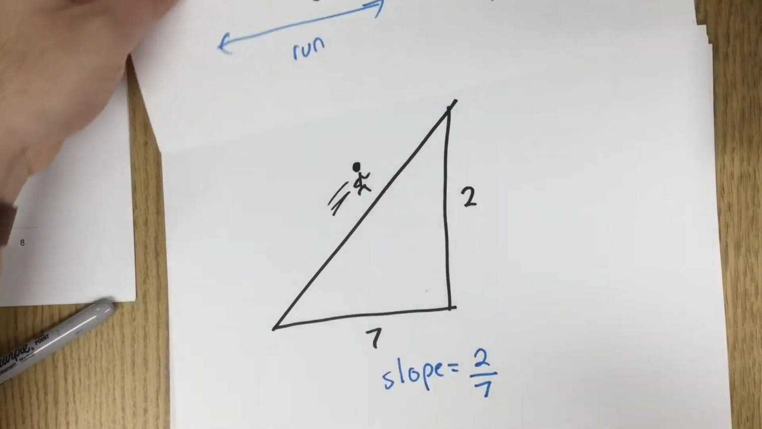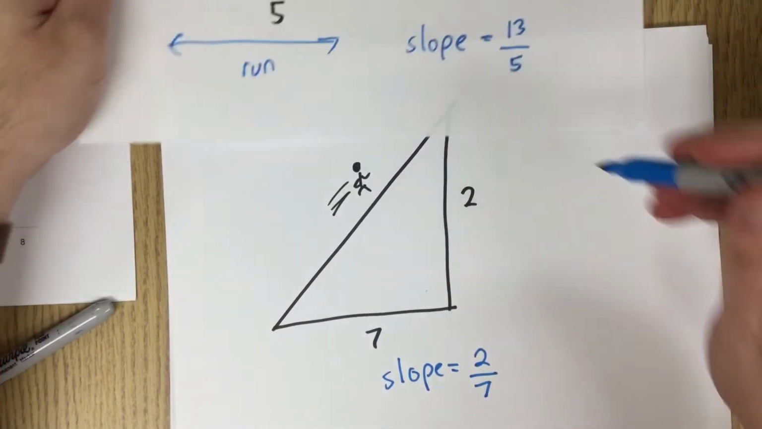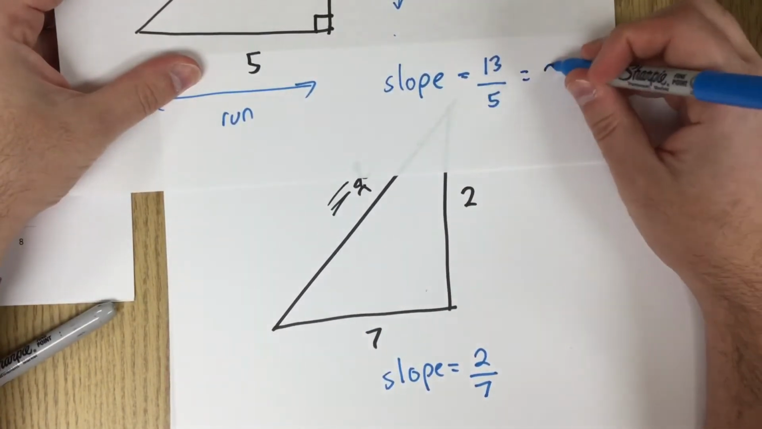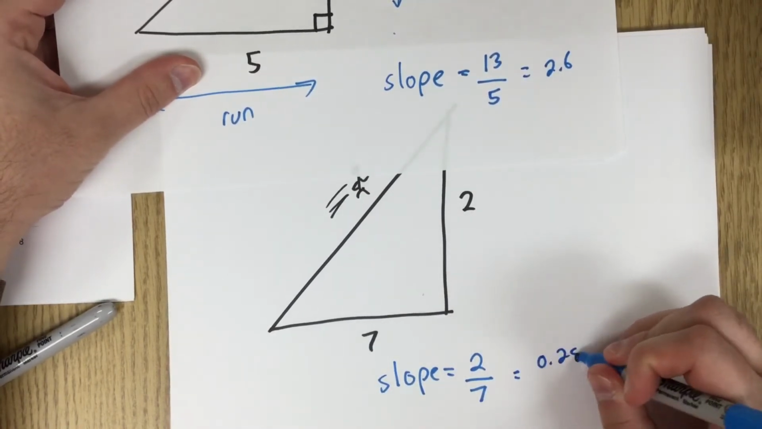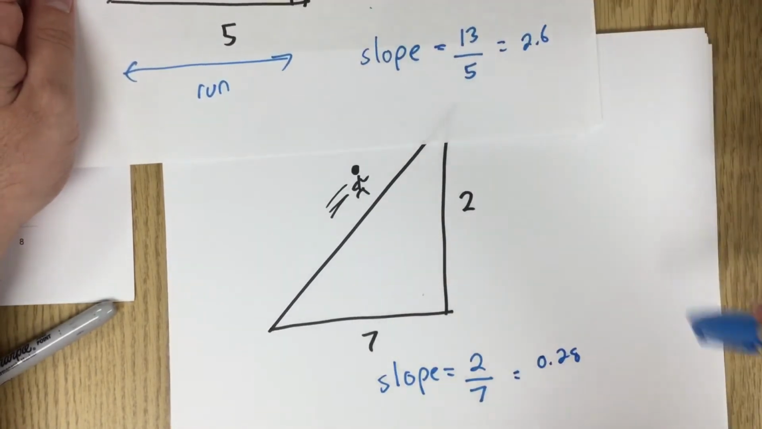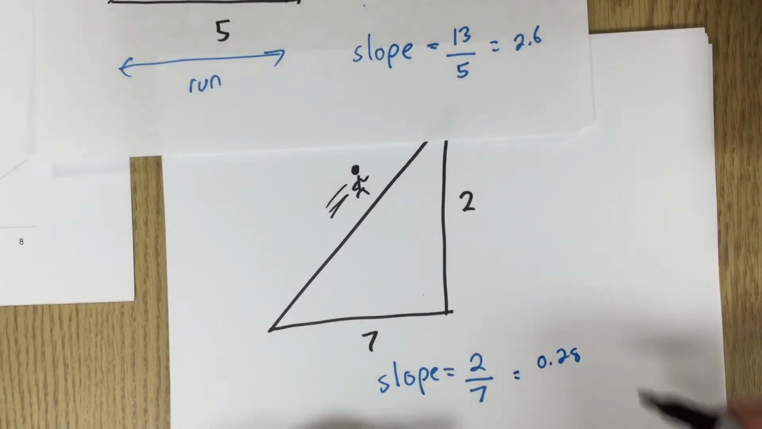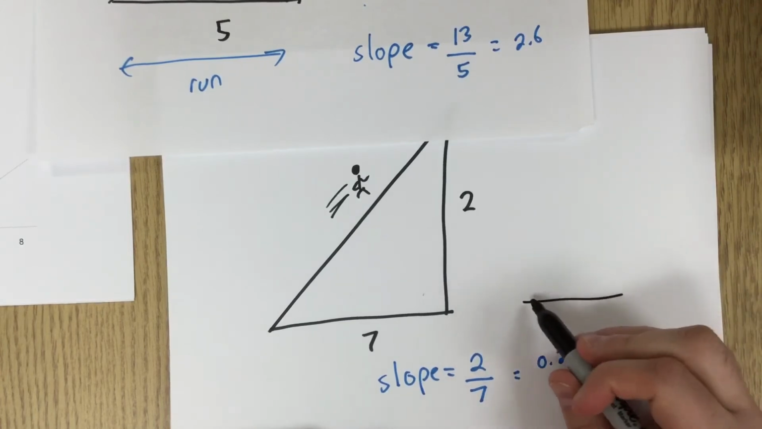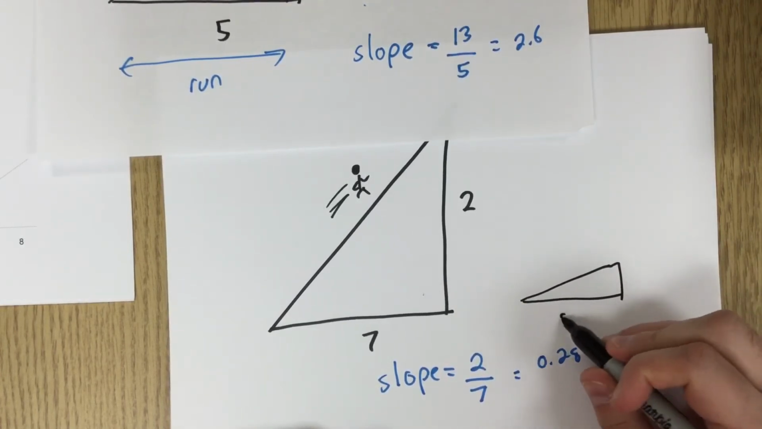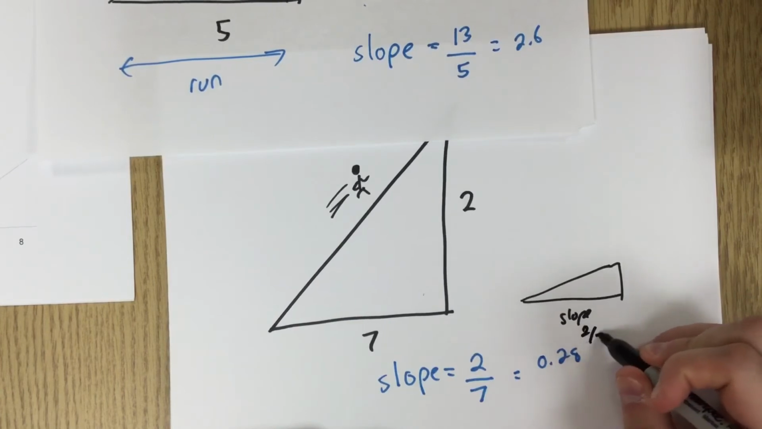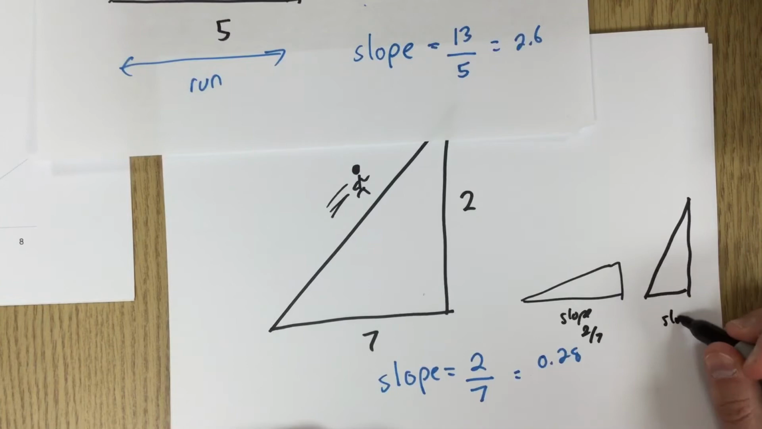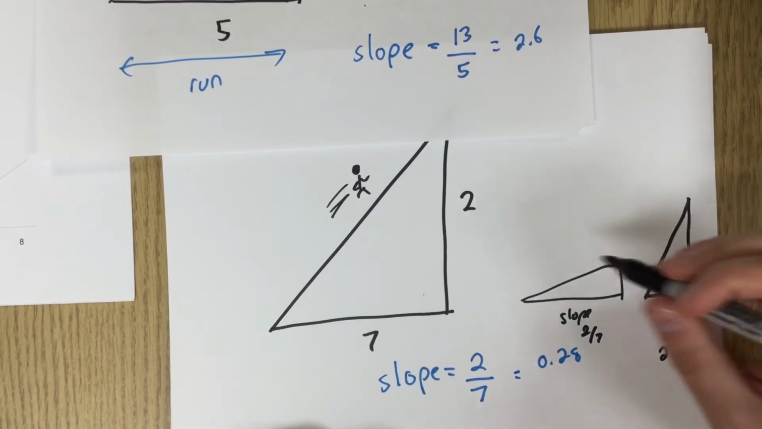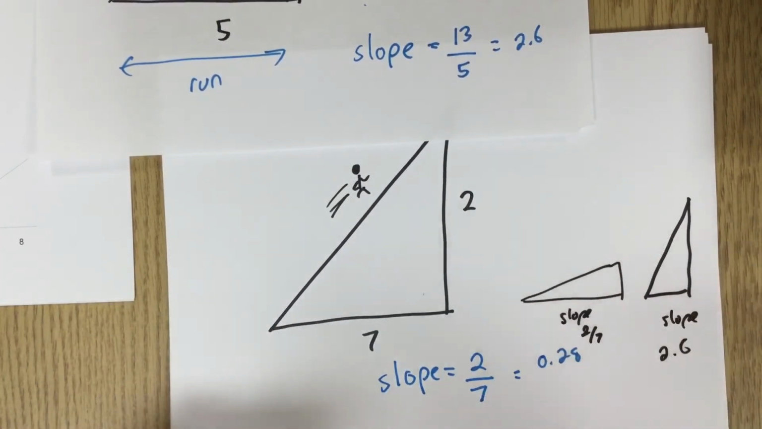But if I said, which one of these is steeper? So I drew them the same, but which one is steeper? This one has a slope of about 2.6. This has a slope of 0.28. So this slope is actually much steeper than this one. If I was going to draw them in real life, this would be the slope of 2 over 7, and that would be the slope of 2.6. So the one we just did would have less slope than the other one.